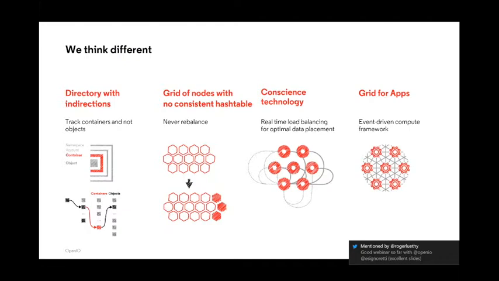So when you read or when you write, all the operations go to the nodes that have the best score at that moment. And on top of it, again, we have Grid for Apps, so we can collect each single event from the cluster and run applications directly from it.